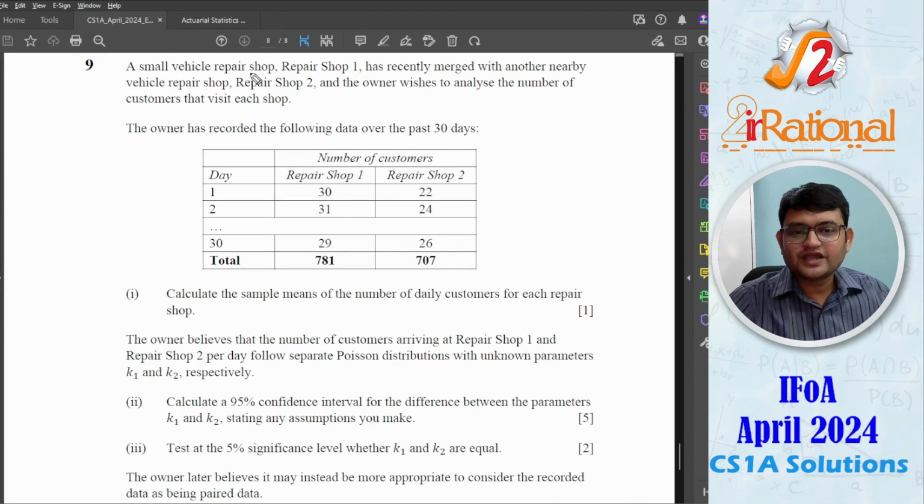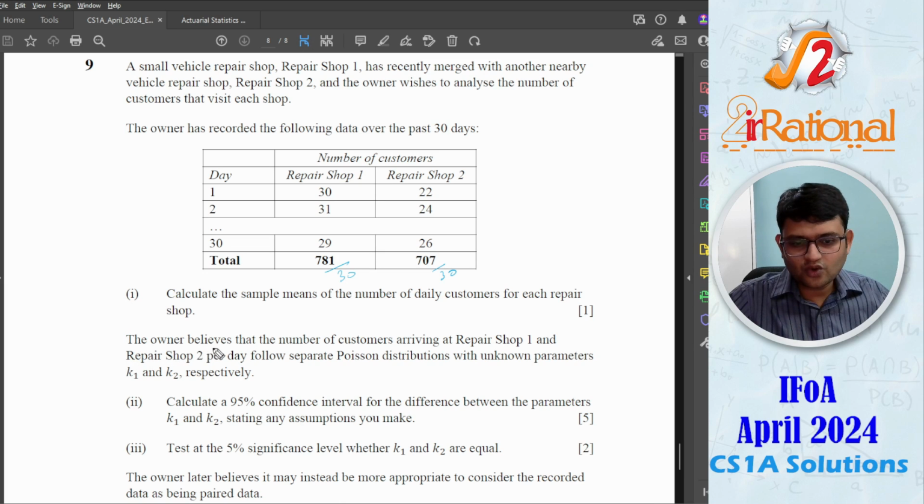A small vehicle repair shop 1 has recently merged with another nearby vehicle repair shop 2, and the owner wishes to analyze the number of customers that visit each shop. The owner has recorded the following data over the past 30 days. Calculate the sample means of the number of daily customers for each repair shop. So we'll just say this total divided by 30 for both of them.